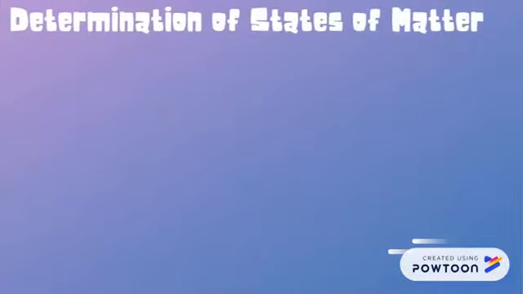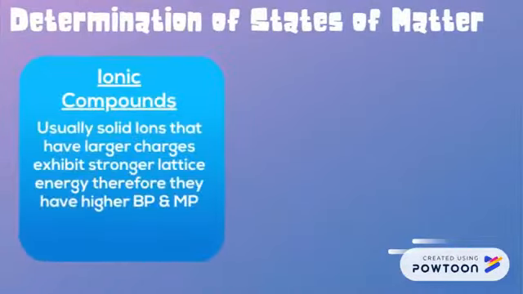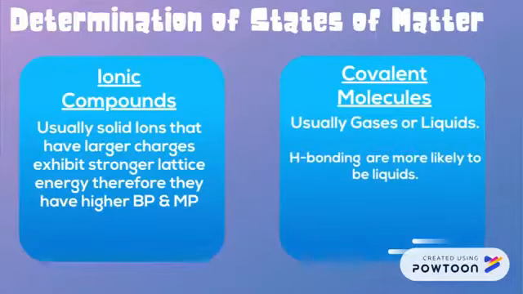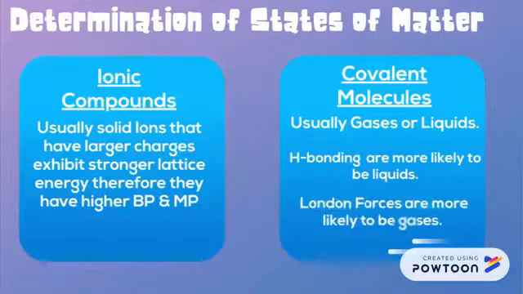We can use intermolecular forces to determine a molecule's state of matter. Ionic compounds tend to usually be solids, while covalent molecules are usually gases or liquids. Things with hydrogen bonding are more likely to be liquids, and things that exhibit London dispersion forces are more likely to be gases, with a dipole-dipole being in the middle.